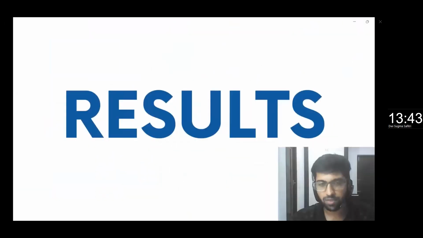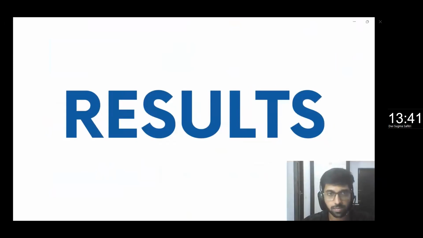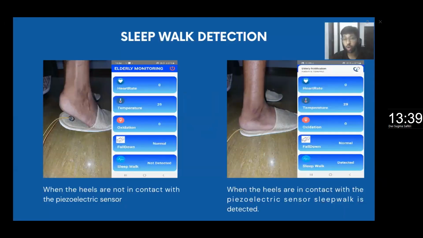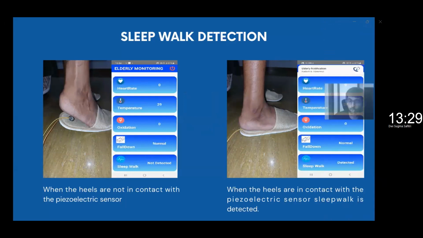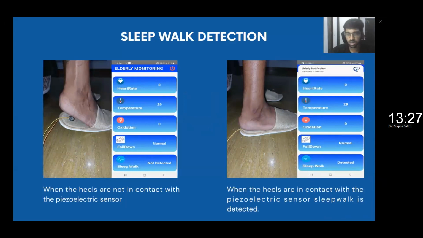Now let's look into the results of implementing the features in this device. Sleepwalk detection. When the heels are not in contact with the piezoelectric sensor, which is placed in the shoe, then sleepwalk is not detected. And this is also reflected in the elderly app. As soon as the heel comes in contact with the piezoelectric sensor, then the status of the sleepwalk changes from not detected to detected in the elderly app. This helps the caretaker to know whether the elderly person is frequently waking up at night, so he can understand that his sleep is disturbed.